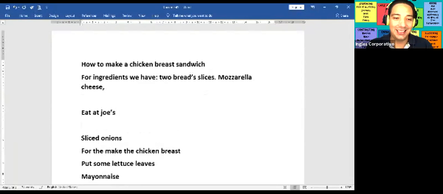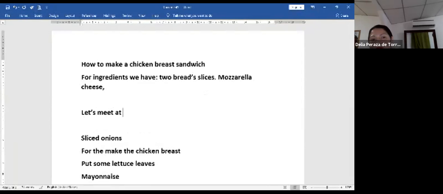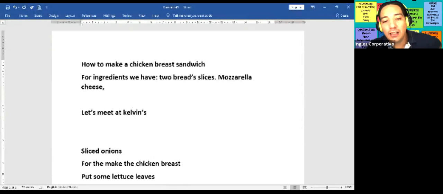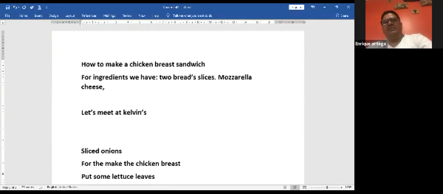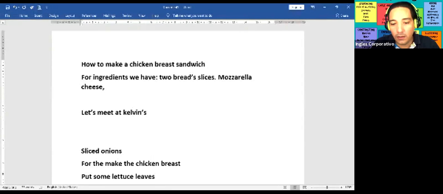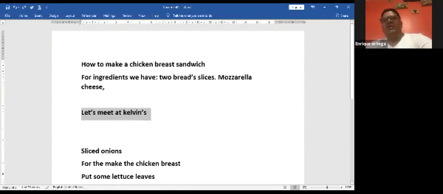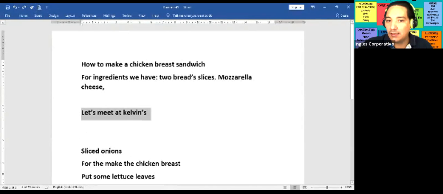Ok. Hey, where should we meet? ¿A dónde nos reunimos? Let's meet at Kelvin's. Let's meet at Kelvin's. Está bien americano, bien nativo, digamos. O sea, en lo de Kelvin, en la casa de Kelvin. Let's meet at Kelvin's. Estamos hablando de lo de Kelvin, o sea, su casa.